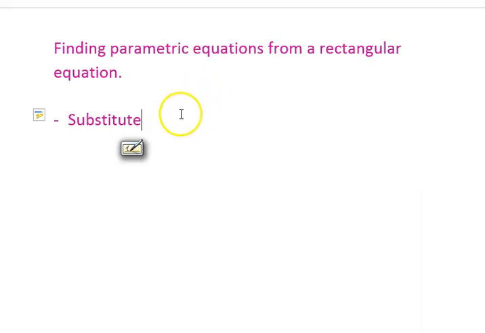Okay, now for the next few examples, we're going to be going the other way. We're going to be finding parametric equations from a rectangular equation. So we're going to take an equation that has x's and y's and go to two equations, one that has x and t and one that has y and t. And again, the main thing that we're going to be doing is substituting.